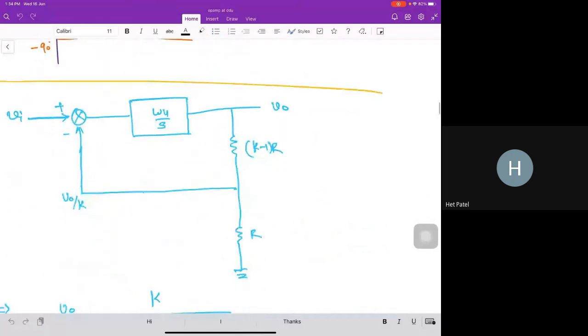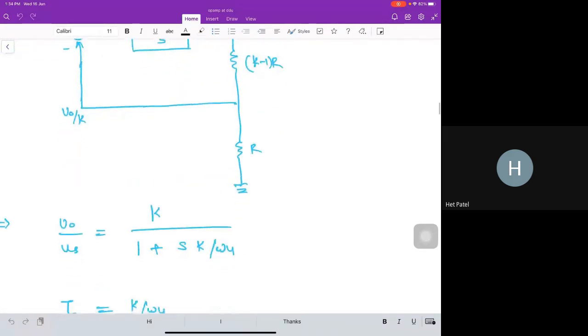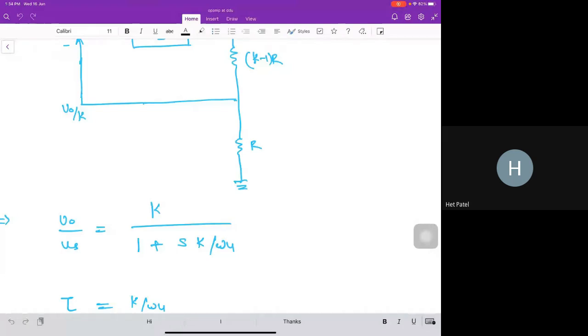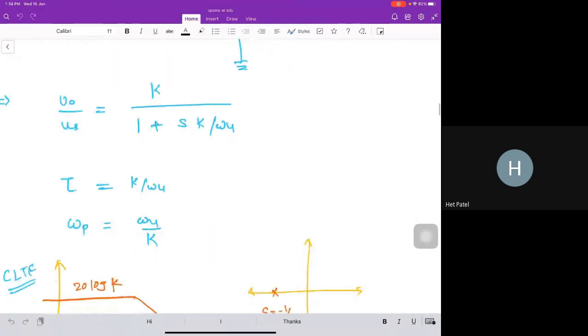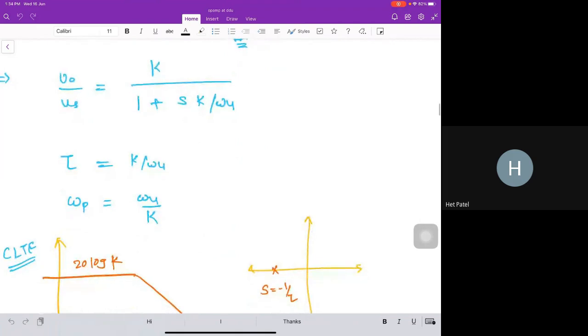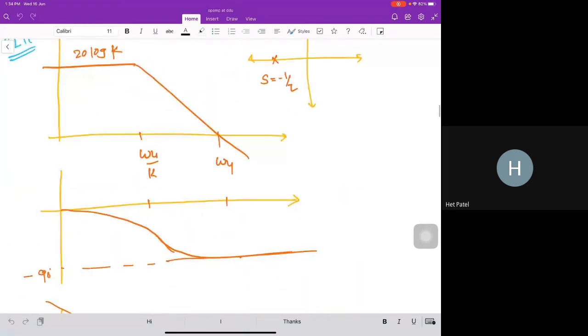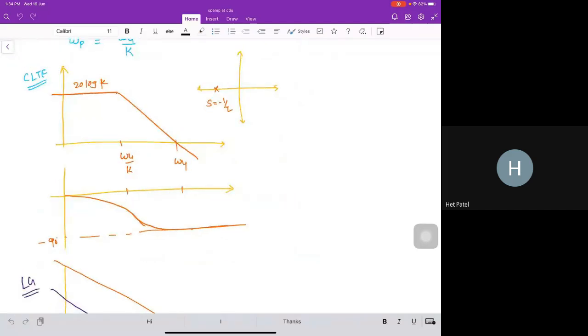Let's plug these things into our closed loop control system, omega u by s, and derive the transfer function. V output by V in equals k divided by 1 plus s k by omega u. So the time constant tau is k by omega u, and you get one pole here at 1 by tau, which is omega u by k. If you plot the closed loop transfer function, you get 20 log k at DC, and after omega u by k, the pole frequency, you get the UGB, that's omega u.